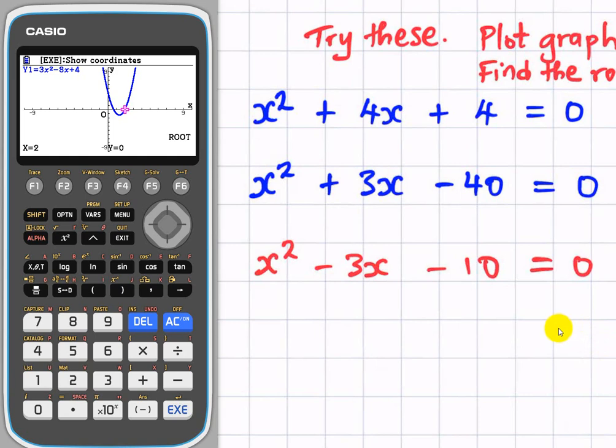Now it is your turn to try this. There are 3 quadratic equations there for you to solve. Plot the graph using the menu and go into 5 for graphs, and also try to solve it using the equation mode.